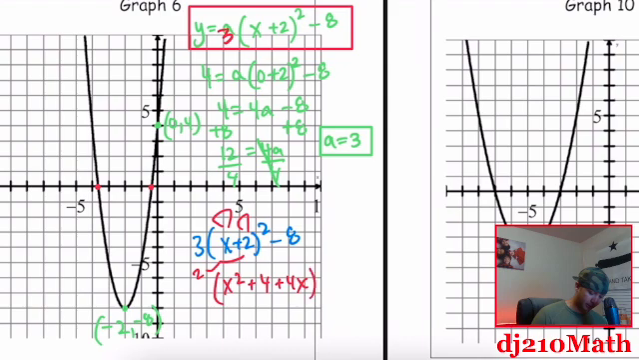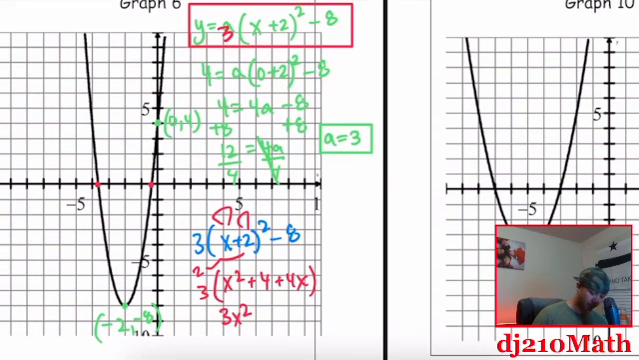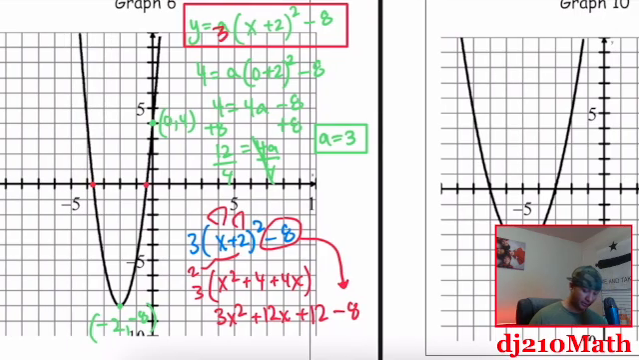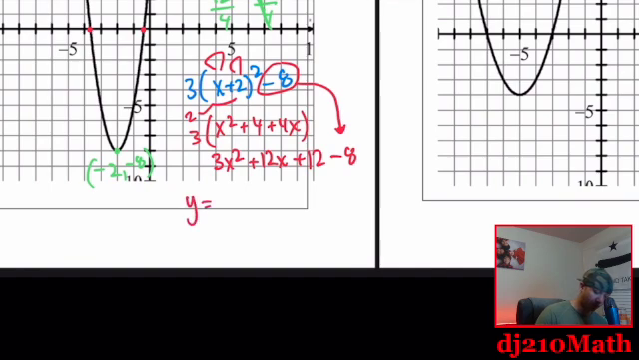All right, this is going to be times 3, right? Because the 3 has to get distributed, order of operations. I'm going to write these in descending order. So 3x squared plus 12x plus 12 minus 8. You can't forget about the minus 8, right? So 12 minus 8 is 4. So final answer, y is equal to 3x squared plus 12x plus 4.